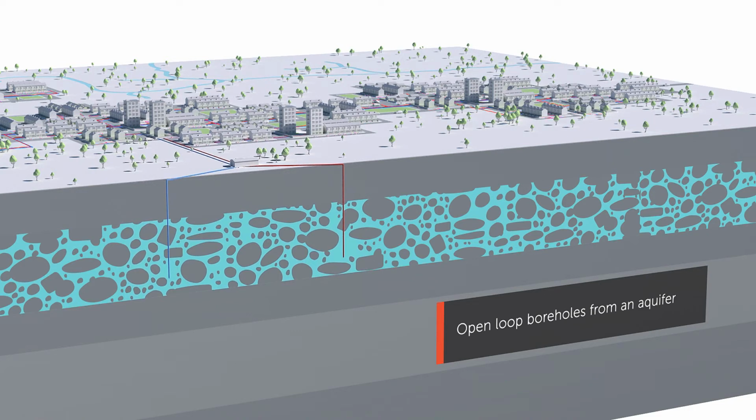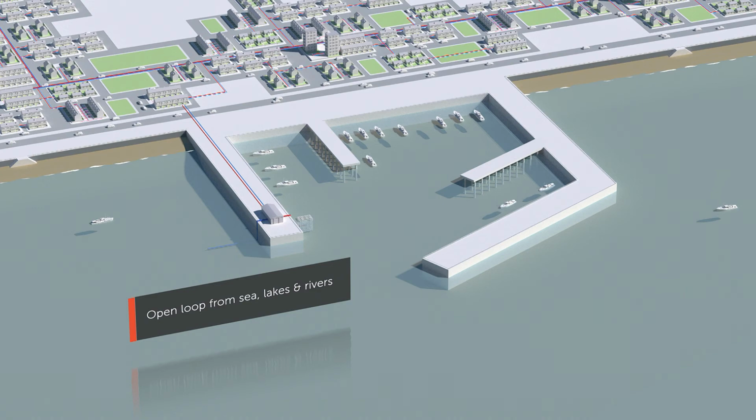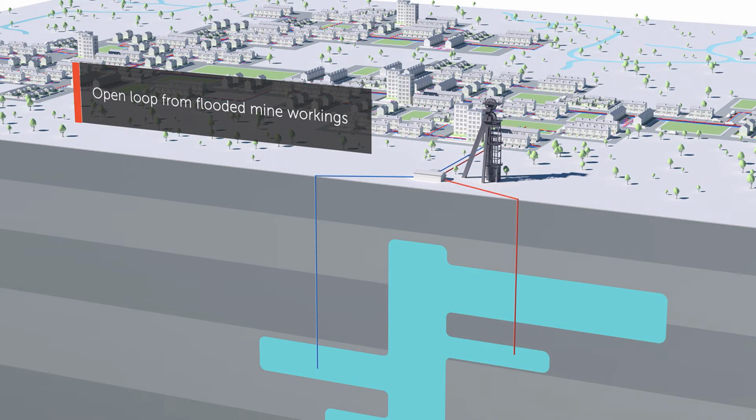Other ways to recharge heat or cold into this ambient temperature loop are aquifers, that's water stored underneath the ground, surface water like the sea, lakes or rivers, mine water, or waste heat such as cooling the underground stations or data centres.